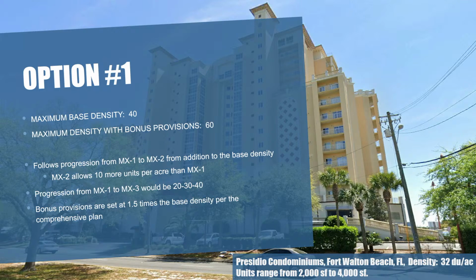And for example, just to give a visual to it, Presidio, right across the street here, has a density of 32 dwelling units per acre. That plays into what I talk about: it's not all about height and building size and mass on a property, there's a lot more that comes into play. In their case, the density falls in line with our current MX2 zoning, yet it's a tall structure we have in the city here, because you look at it, they have units ranging from over 2,000 square feet to 4,000 square feet of living space. So this is our first option, a 40 and 60 increase. Like I said, it's just a subtle progression from MX2.